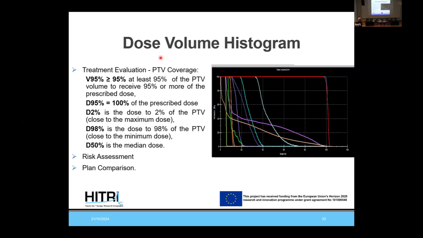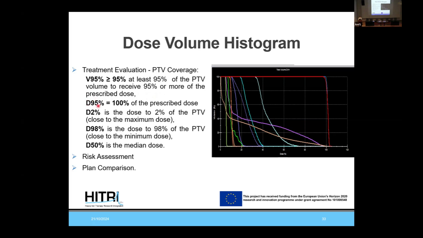Dose volume histogram. I don't want to go through the basic principle of the DVH, but what I want to say, with the other images that we have already shown, is what we are looking for: the V95% must be at least larger than 95%. What does it mean? 95% of the PTV volume should receive 95% or more of the prescribed dose. So if you have a prescribed dose of 60 gray, I want all the PTV to be covered by 57 gray, for example.